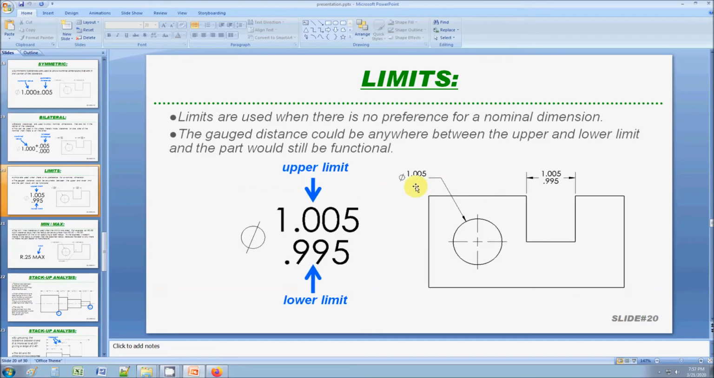A limit dimension just shows you the upper and lower limit. Some engineers like that because it saves space, so that would be a benefit. But the downside is that the operator doesn't know what your nominal value is. So a lot of times I've noticed that machinists will take the average of these two numbers and program their CNC machine for that. So you can see that there are pros and cons to using this versus this.